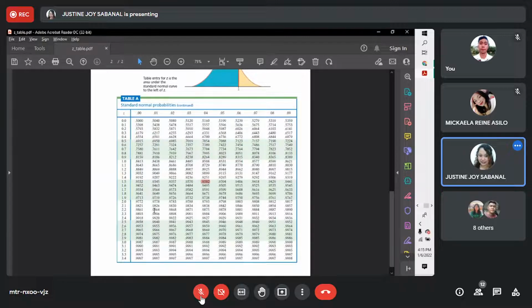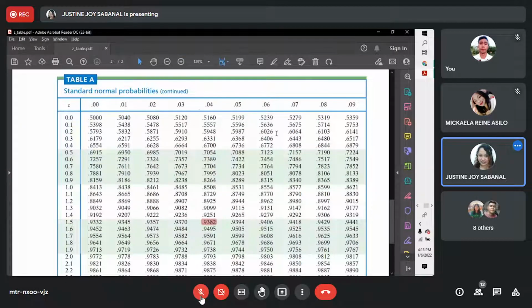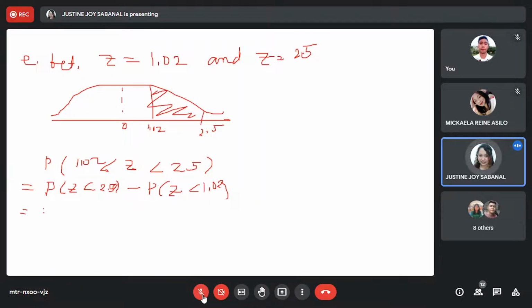How about 1.02? Anong value po? 1.02. Okay po. That is correct. We have 0.8461. Ito, 1.0 tapos 2 dun sa taas. So, we have here 0.9938 minus 0.8461.